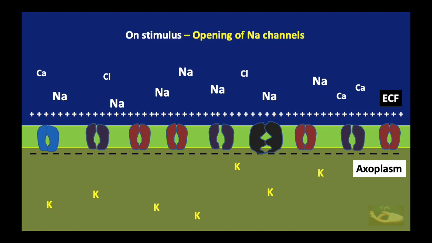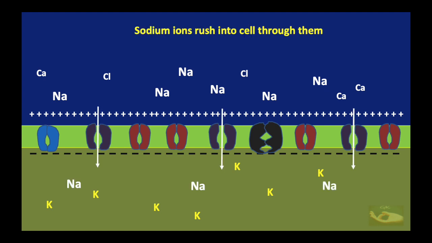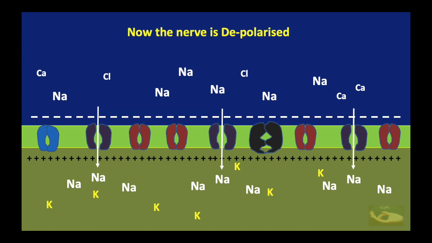On a stimulus reaching this neuron, it leads to the opening of the sodium channels. When the sodium channels open, the sodium ions which are concentrated outside the cell rush into the cell through these specific sodium channels. When there is a buildup of sodium ions inside the cell, you will note that the electrical charge on the inside has now become positive and the electrical charge on the outside has become negative. So the neuron is now depolarized.